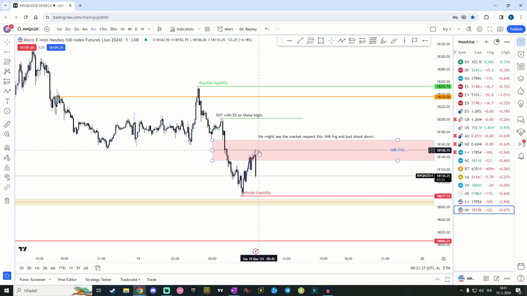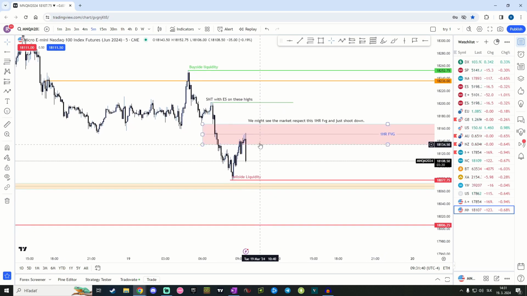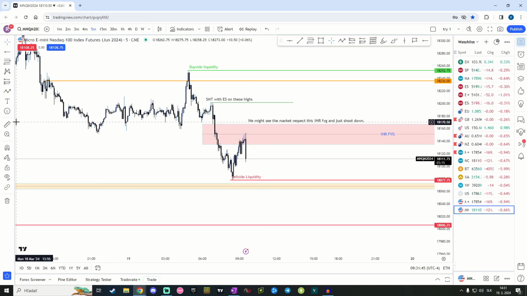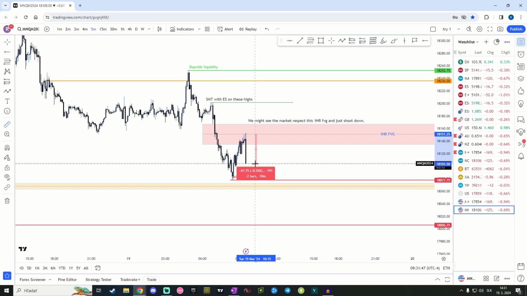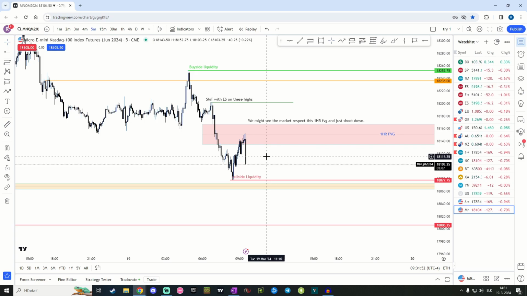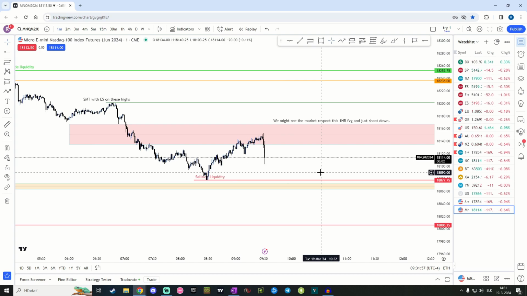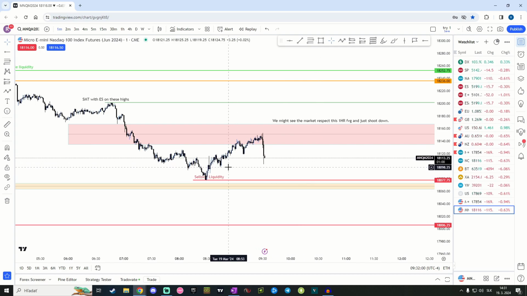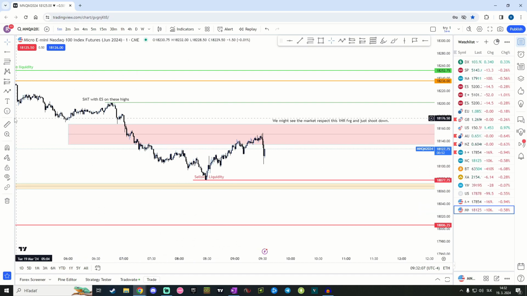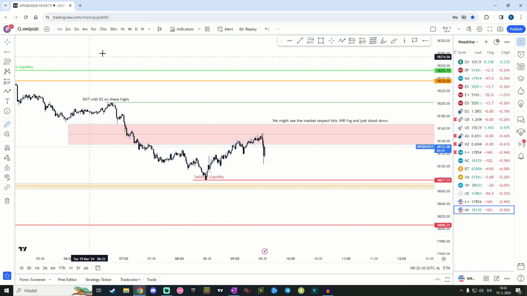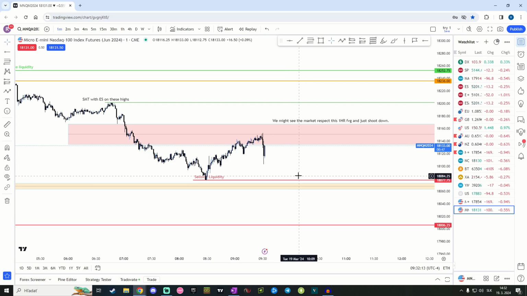It really nicely respected the 50% of this fair value gap. If someone would enter, as I was saying, from the midpoint, there will be almost no drawdown, and immediately almost 50 handles profit in 1 minute. That's insane. Oh, sorry, I'm on the 5 minute. So here, first profit taking, second one here, maybe most of the position here, and then rather maybe here, in case we will see it go down that fast.